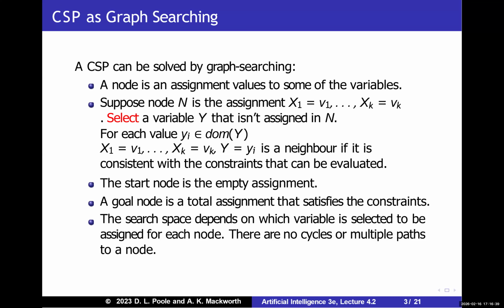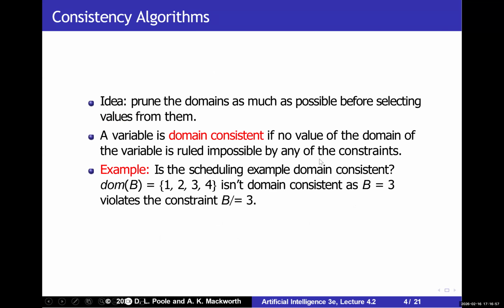And the order in which we assign variables matters. Good ordering can dramatically reduce the size of the search space. So that's how you think of a constraint satisfaction problem as a graph search problem.